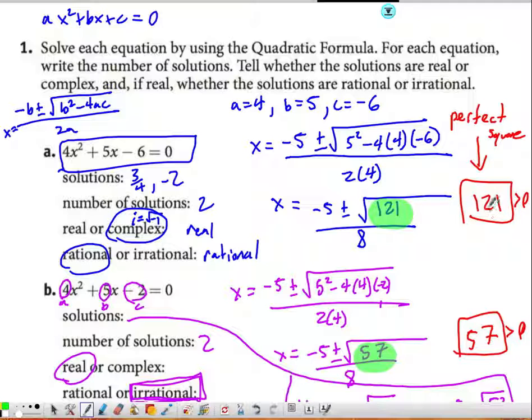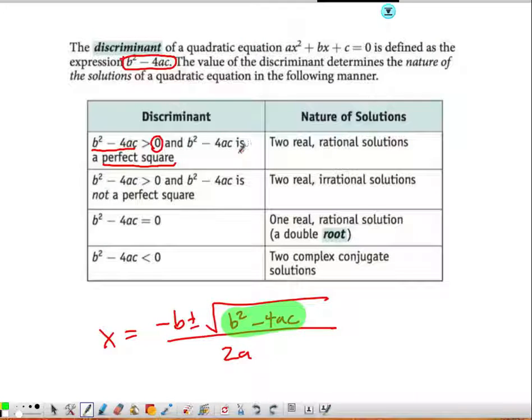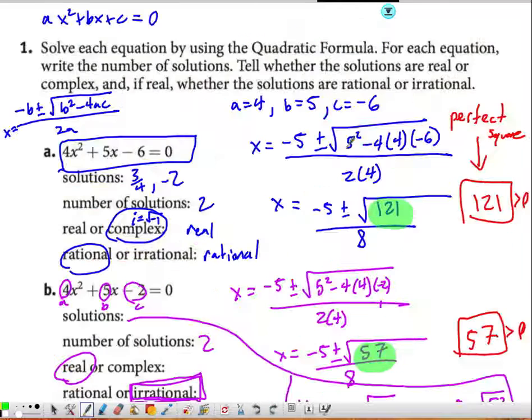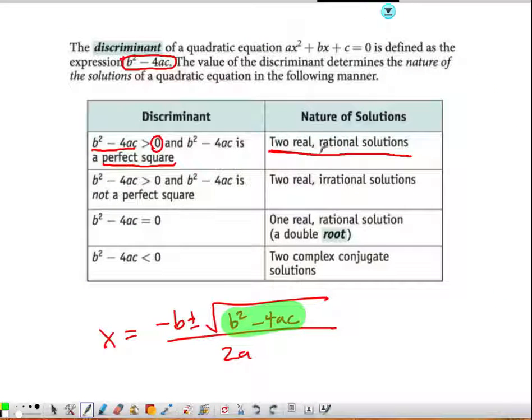Okay, so this is greater than 0 and it's a perfect square. If it falls under these conditions, then the nature of the solutions are two real rational solutions. Is this what we found out? Yes, we said that they were real, they were rational, and we had two solutions. So the table is simply telling us what we already found out. But the table is helpful.